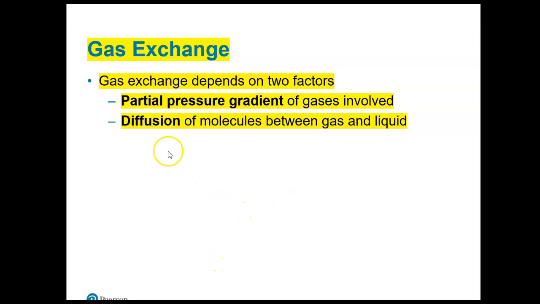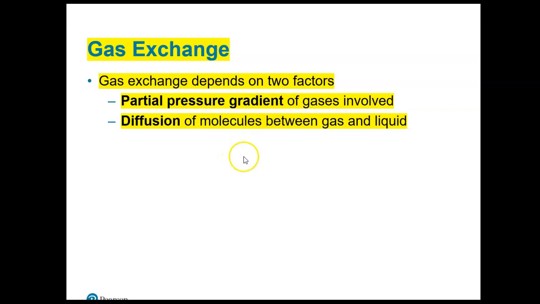Now we are going to learn about gas exchange. There are really two factors that determine the rate of gas exchange, and the first is the partial pressure gradient of the gases involved. What that means is the difference in partial pressures.